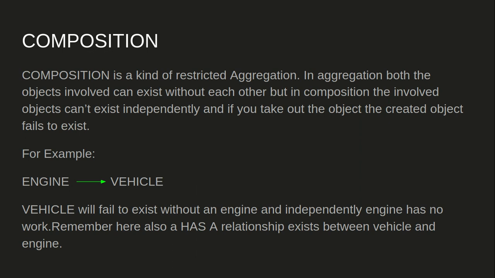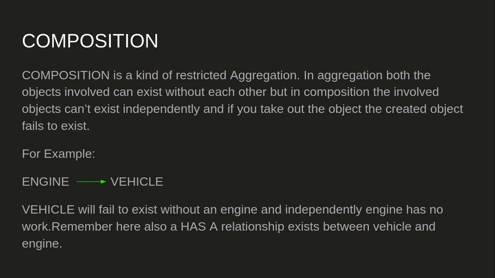Now let us understand composition. Composition is a kind of restricted aggregation. So you have learned aggregation: if you have one class, all of whose properties are valid for another class, but there is not a direct parent-child relationship, the class which needs that property can have that property within that class. So let's say an animal can have walk details as a property inside it.